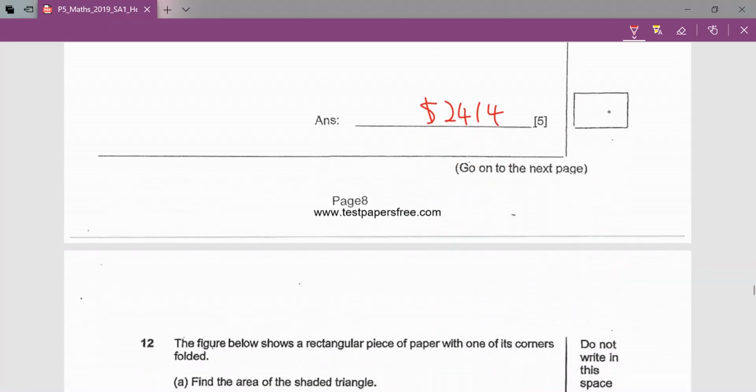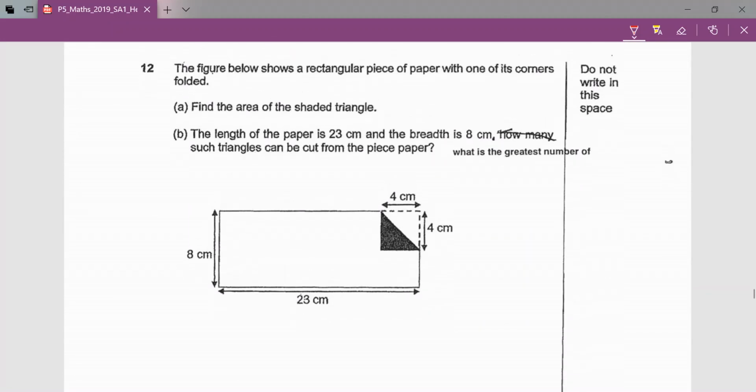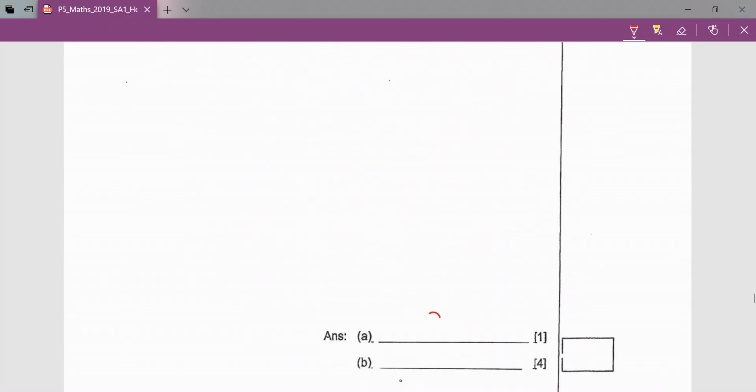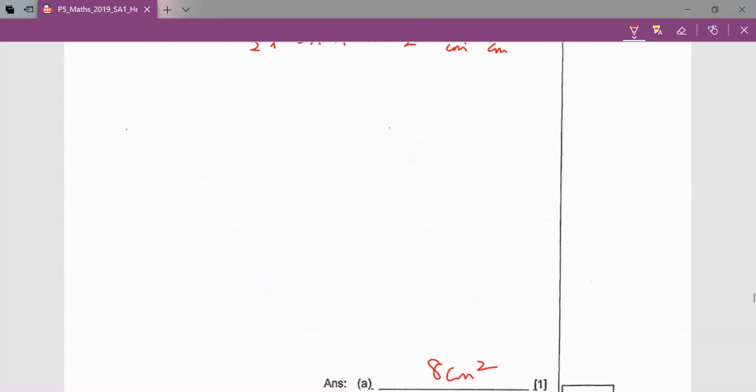Okay, let's go to the next question. The figure below shows a rectangular piece of paper with one of its corners folded. Find the area of the shaded triangle. This is half times base times height, which is half times 4 times 4, and that is 8 cm squared. So answer is 8 cm square.